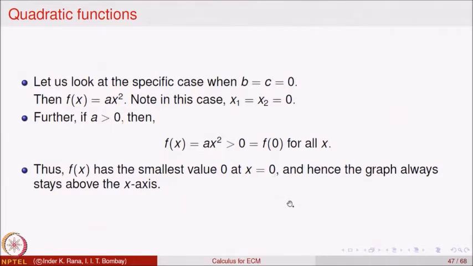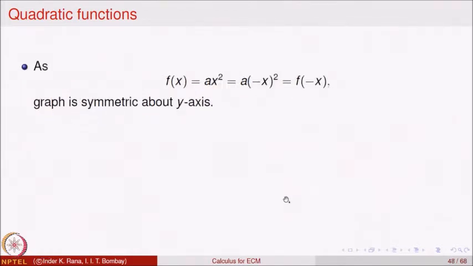So, the graph will be touching at (0, 0), it is always above the x axis, it cuts the y axis, right. C is 0, so that is also gone. Okay. And let us observe one thing, that f(x), which is a x square, is a times minus x square, which is the same as f(minus x). So, that means f(x) is equal to f(minus x).